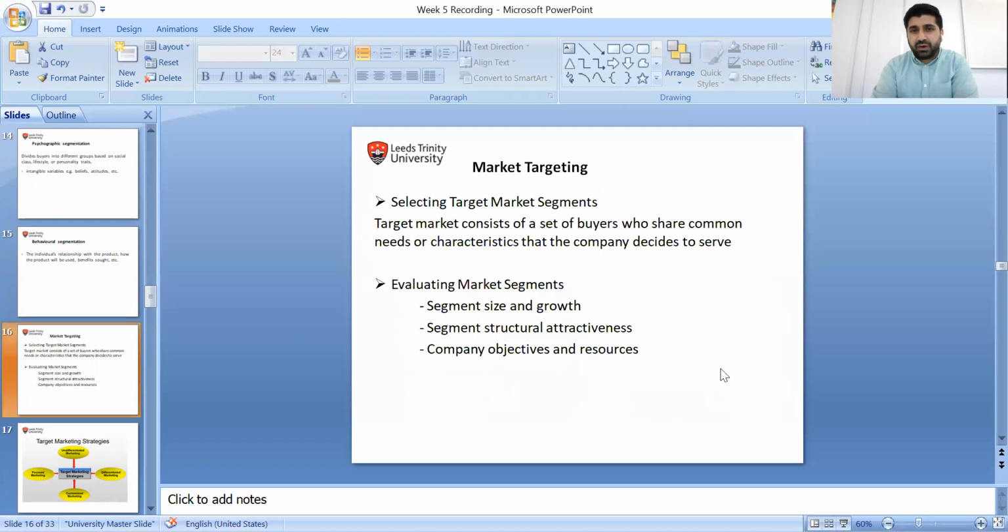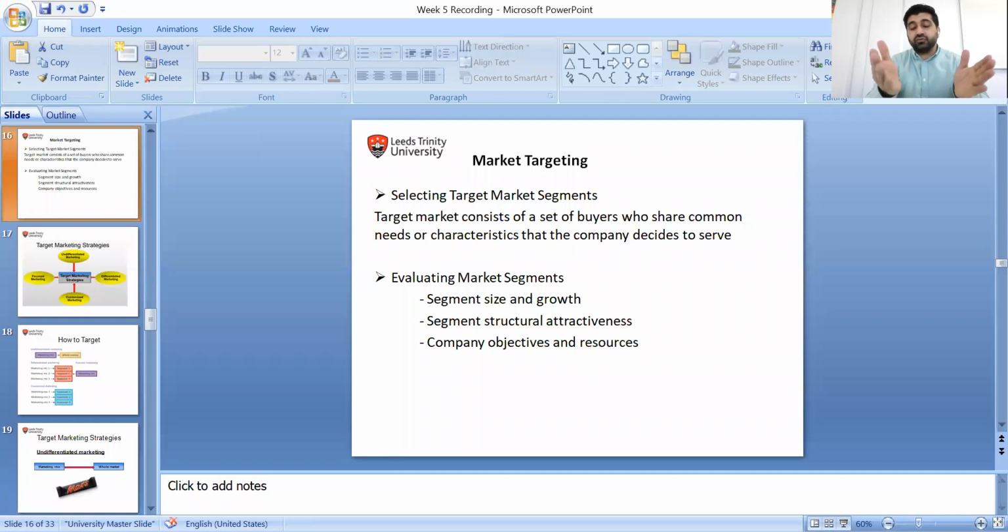Market targeting: how we can target the market. First of all, we select the target market segment. In the target market segment, we target the market where we can see plenty of buyers exist. They have common needs and characteristics. Based on those needs and characteristics, companies decide to serve those customers.